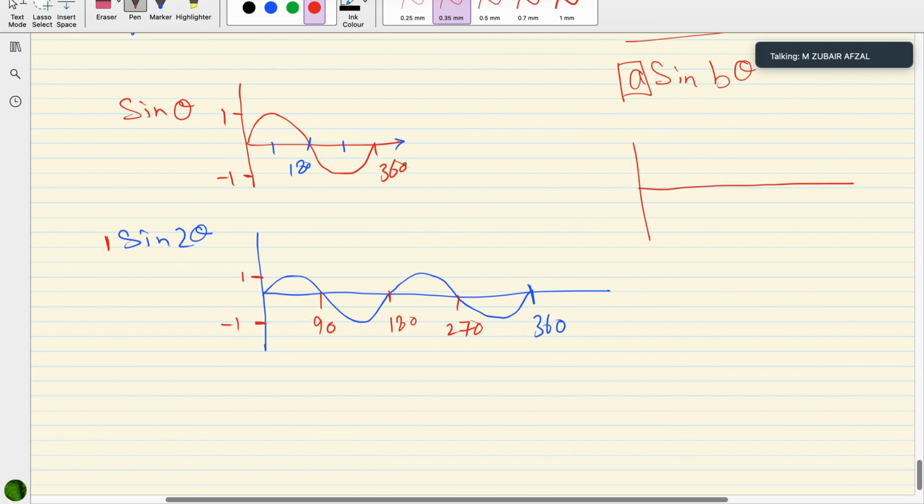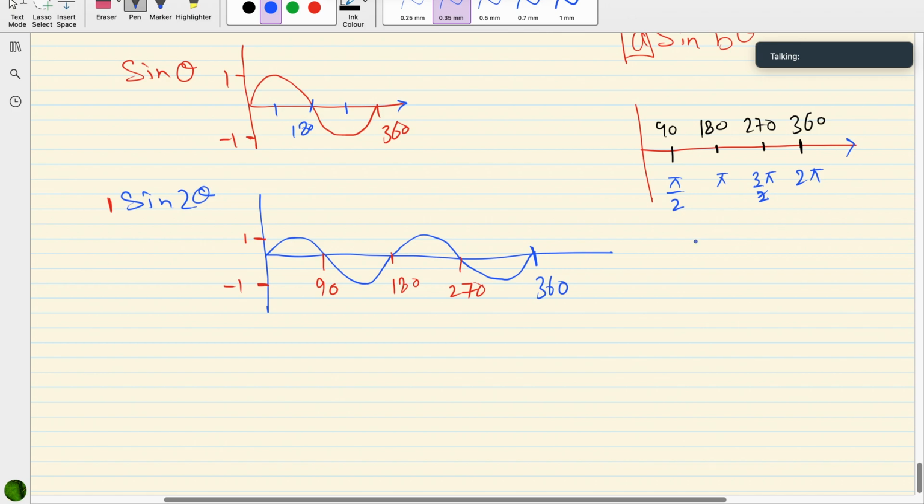And let's just plug in what it would be marked when we do it in radians. This is 90, this is 270. This is the only difference. It is exactly the same for A sine B theta plus C. If you remember that, we can do it quickly.